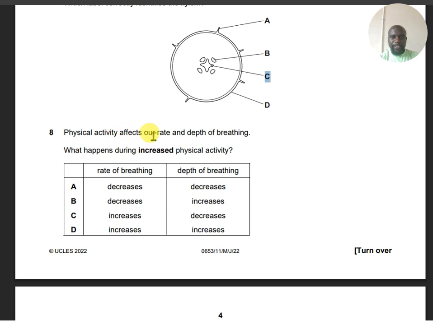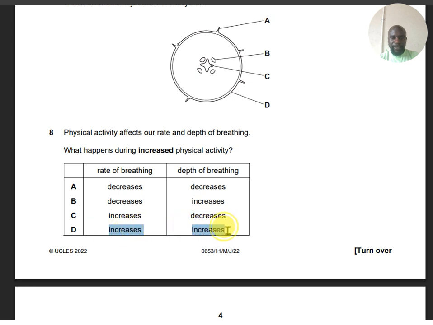Physical activity affects our rate and depth of breathing. What happens during increased physical activity? That is number 8. So let us check rate of breathing and depth of breathing. Let's say, for example, soon after running, the rate of breathing does not decrease, but it increases. So part A is incorrect on number 8. Decreases, no. Increases, yes. But the depth of breathing decreases, no. It should increase. Depth of breathing should increase as well as the rate of breathing.